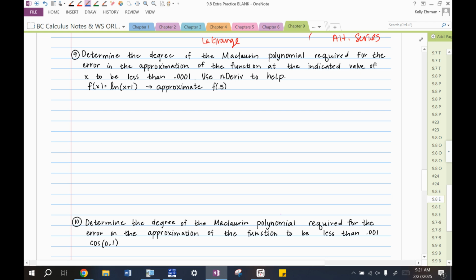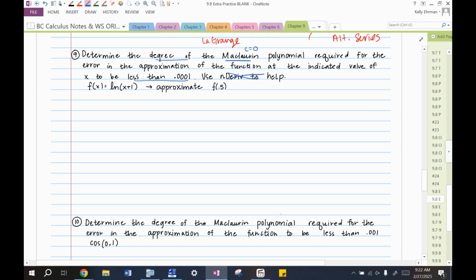Determine the degree of the Maclaurin polynomial required for the error in the approximation of the function at the indicated value of x to be less than 0.0001. It says use n derivative to help, but no, don't do that because you're trying to find a pattern. If it's ln, we're trying to find a pattern for what these derivatives are. The n derivative on your calculator is only helpful when you're evaluating at the center. So, okay, let's take a look here. Where is this polynomial centered? It says Maclaurin, so c is 0. And we're trying to figure out the degree here.